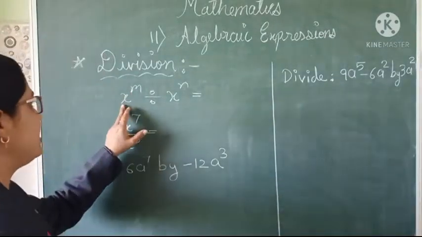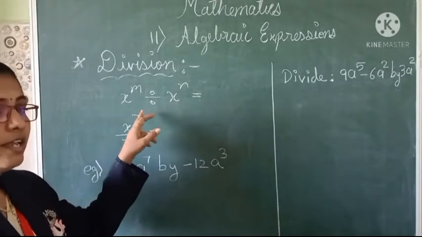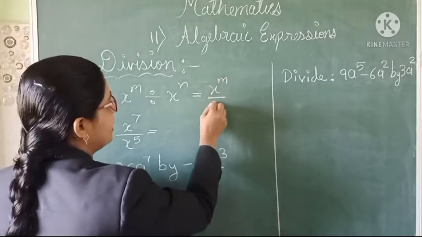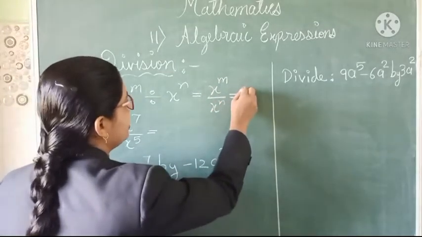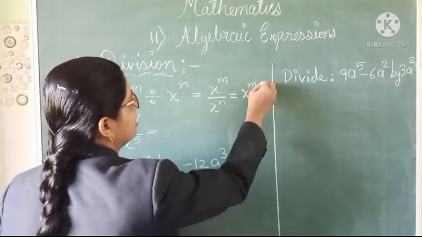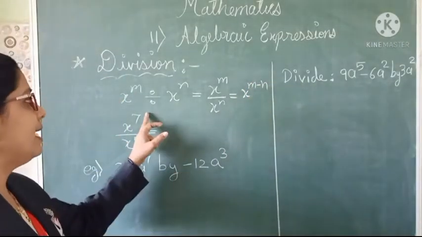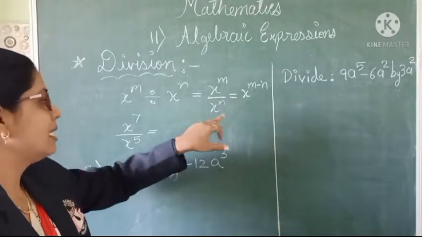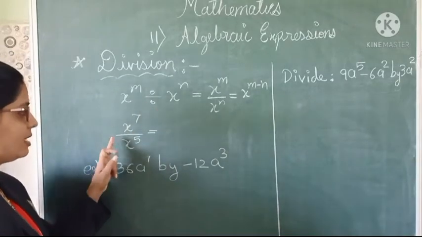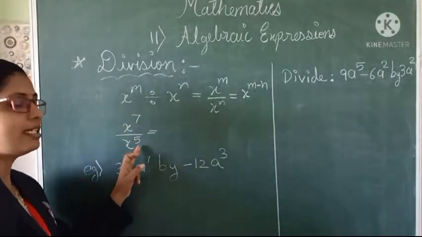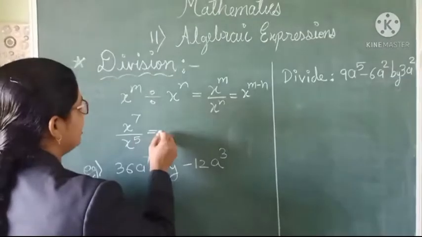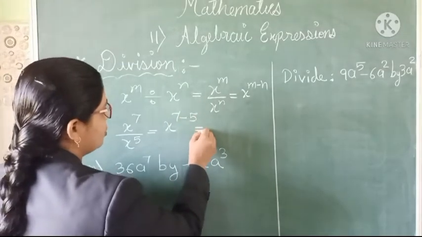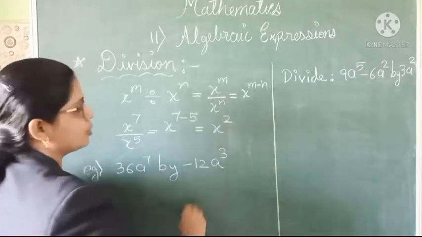Let us see x raised to m divided by x raised to n. In this condition, what we will do here: x raised to m upon x raised to n, we will take x as common and m minus n. In that way we have to do the division of that particular variables. Then suppose we have one example, x raised to 7 and x raised to 5. So what we will do is x raised to 7 minus 5. So it will be x raised to 2.